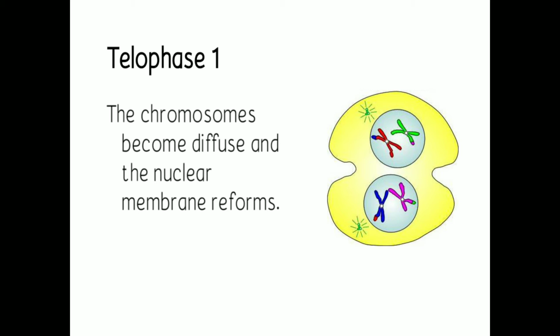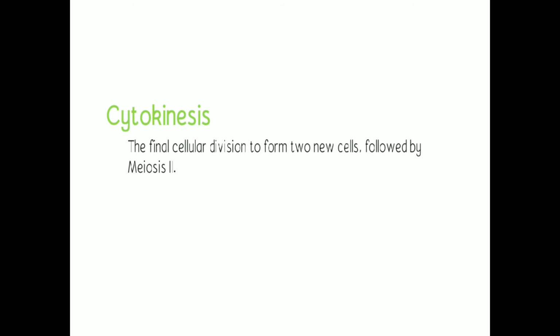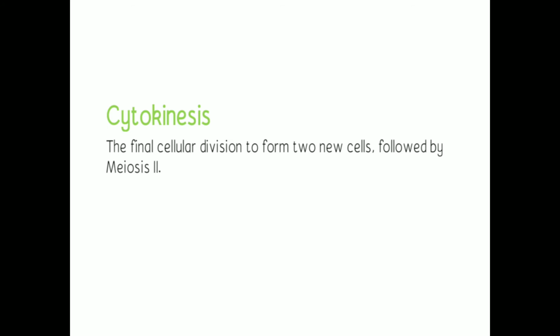During telophase, the chromosomes become diffuse and gather at the opposite ends of the cell. And lastly, a new nuclear membrane reforms around the cluster of each new cell. After telophase 1, cytokinesis will take over. It is the final cellular division to form new cells, followed by meiosis 2.